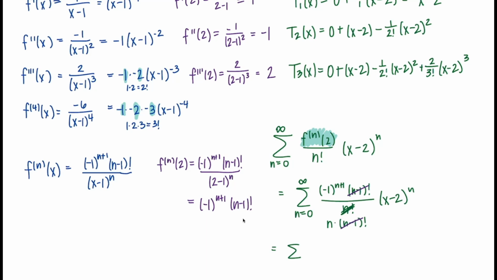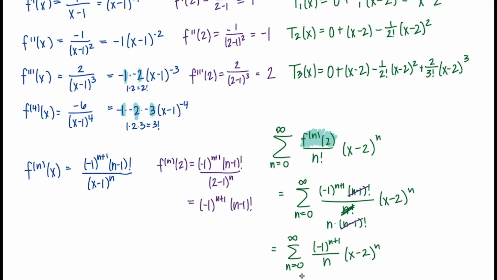So here's what we're left with. The sum of n equals 0 to infinity of -1 to the n plus 1 over n times x minus 2 to the n. I don't know if you noticed, but we created a bit of a problem. If I substitute in my starting value, n equals 0, I'm going to create undefined. So I actually have to change that starting index to n equals 1. And now we can do a quick check.